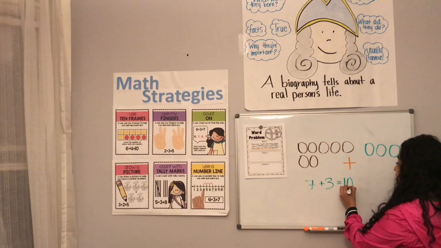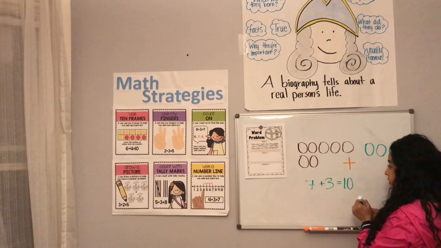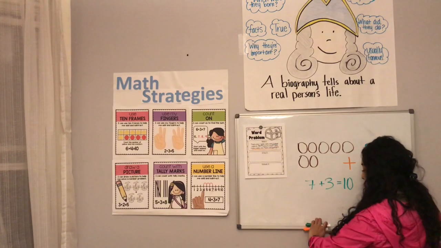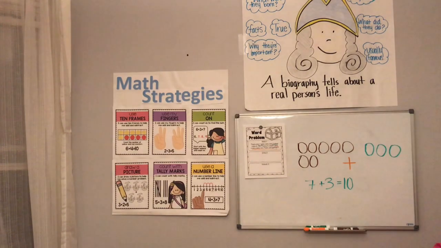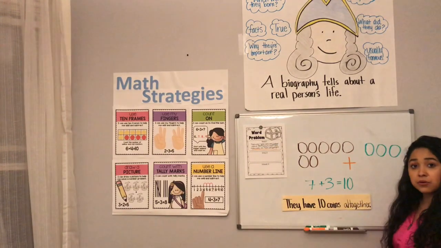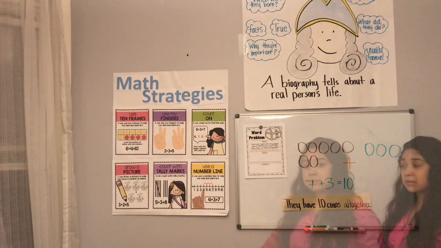And then I make sure that I write my sentence in my answer part. So this goes in your drawing portion. This goes in your answer part with your full sentence. They have 10 coins all together.